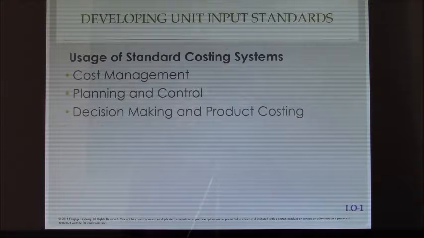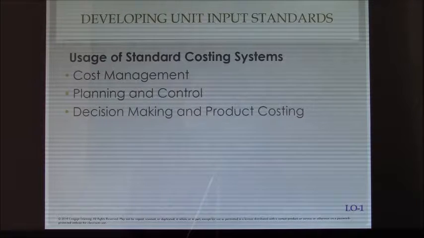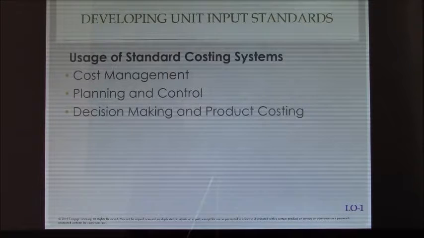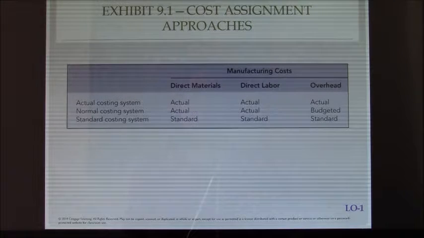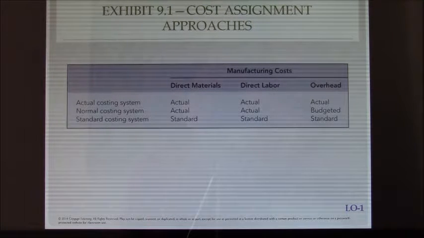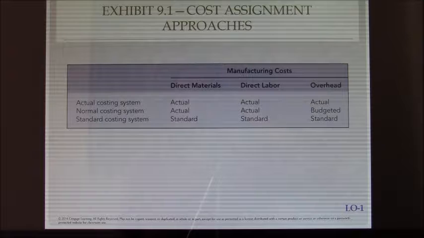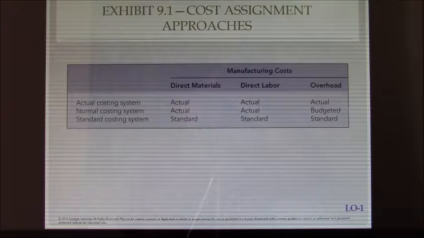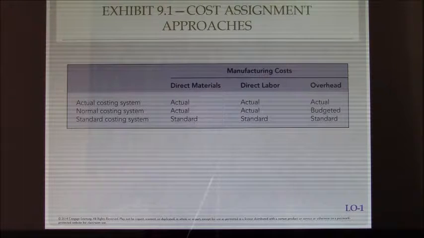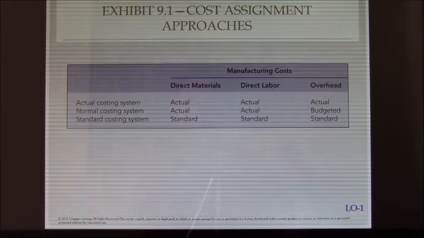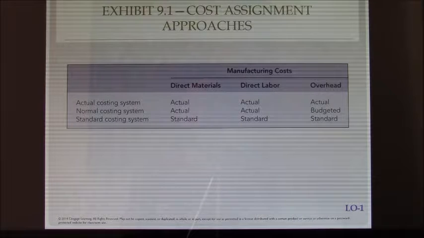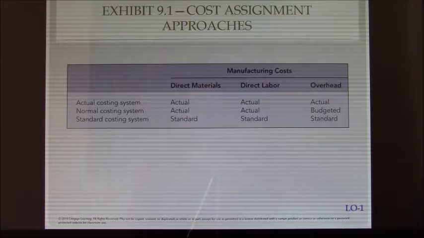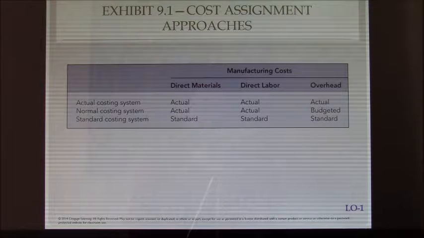Standards are used to help with cost management, planning and control, decision making, and product costing. So if you have standards and you get away from them, that helps you understand we might be going astray somewhere. The approaches to cost assignment are actual costing, which to my knowledge people don't really use. You might use it after the fact, but it certainly won't help you predict prices unless you make everything and then set your price and sell it. Actual costing is where you keep track of the actual costs and the actual overhead, and you know exactly how much everything costs, and that's your cost.